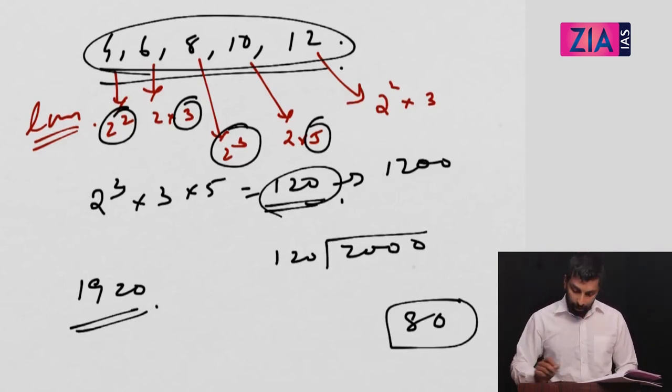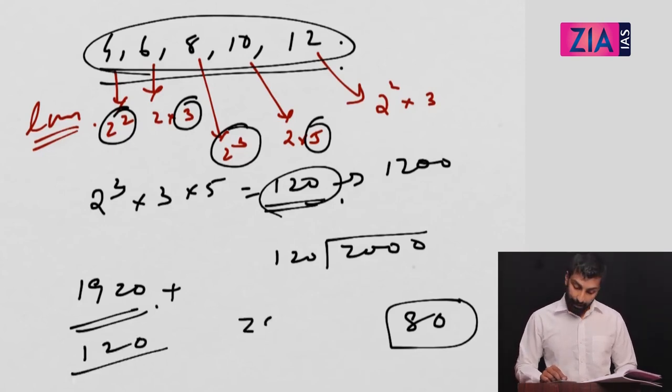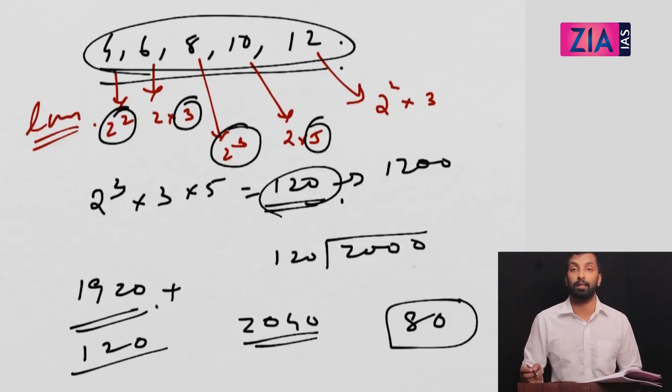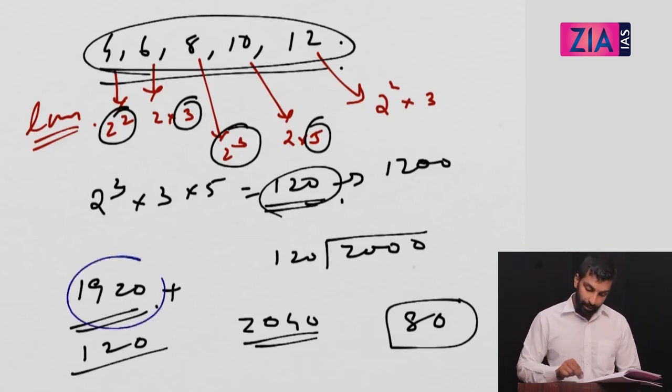The next number divisible by all these numbers, if you need to find it, you need to add 120. So that is actually 2040. That is greater than 2000. So the number required for us is actually 1920.